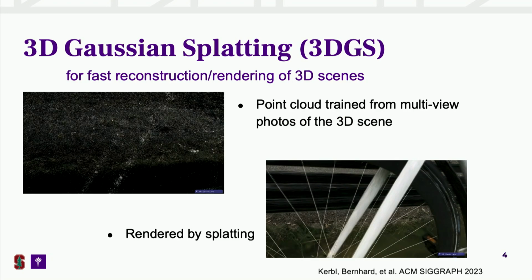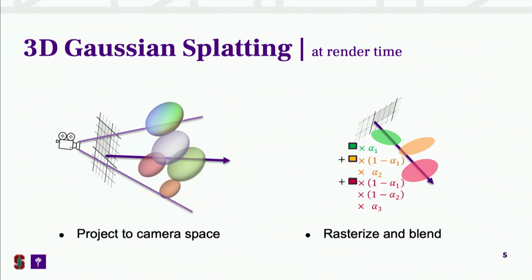So 3D Gaussian splatting is an idea raised in SIGGRAPH 2023 for faster reconstruction of 3D objects. The idea is pretty concise. We still use the traditional point cloud representation. But in addition, each point is now smeared by a Gaussian distribution. At render time, we project all these Gaussians to the camera space and rasterize and blend in order. It turns out that this simple idea is a pretty successful representation of 3D objects and data.